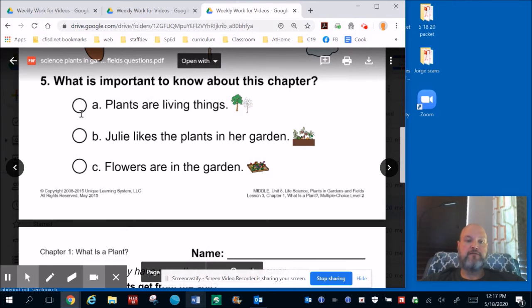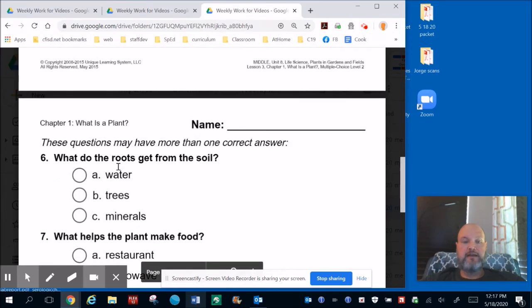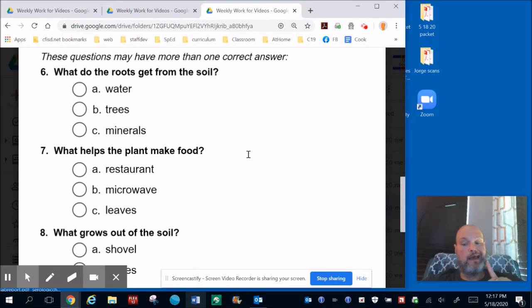And question number 5, what is important to know about this chapter? Plants are living things. Julie likes the plants in her garden. Or flowers are in the garden. Which one of those is the main idea? The next page starts with question number 6. 6 through 10 always can have more than one correct answer. So listen to all 3 answer choices, and then you pick all of them that are correct. It could be 1, could be 2, could be all 3 of them.